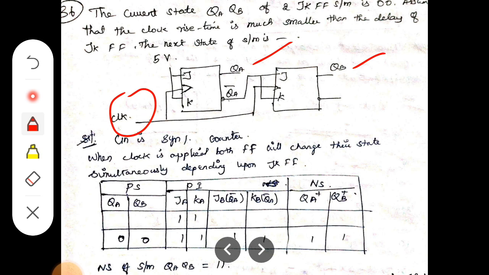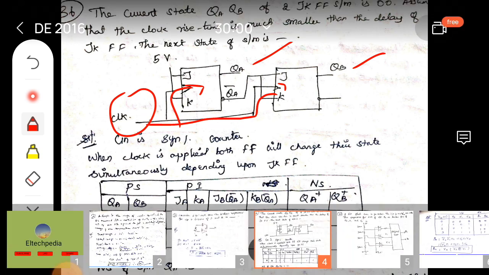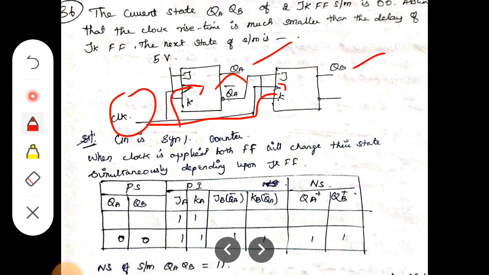In this problem, a synchronous counter is provided. Why? Because all the flip-flops are clocked at the same time. This is a synchronous counter. Asynchronous counter means the clock depends upon another counter. Once the master is operated, the output is provided to trigger the next one.